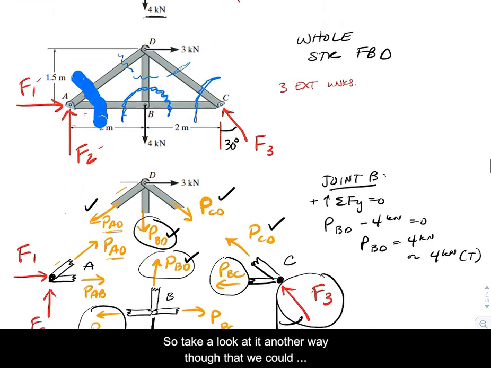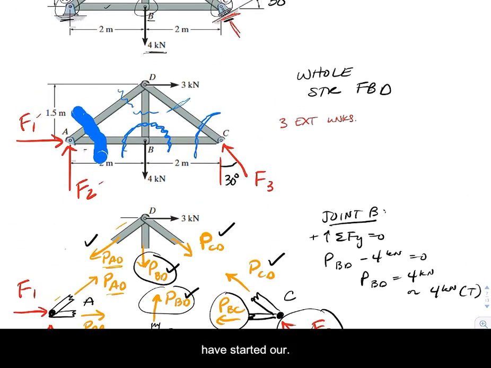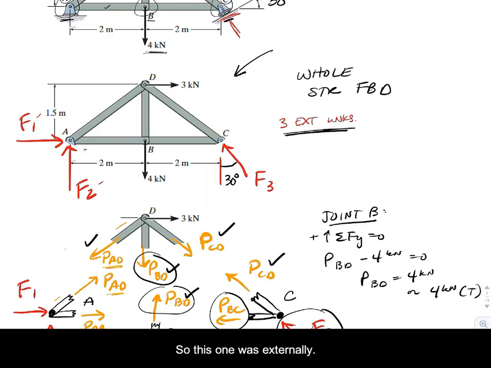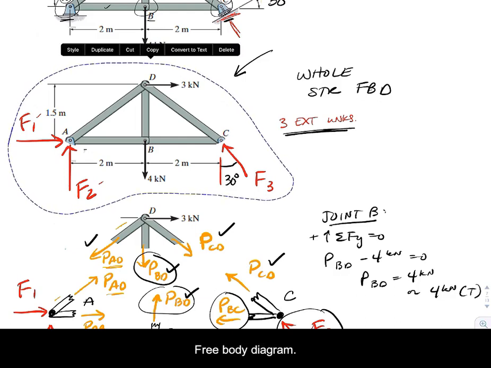So let's take a look at another way that we could have started our problem solving. Let's go back and take a look at this whole structure free body diagram. This one was externally determinate. There were 3 external unknowns. So we could have used the whole structure free body diagram, solved for F1, F2, and F3, and then done the method of joints or the method of sections, started cutting out free body diagrams. So let's just go over that real quick. I'm just going to copy this free body diagram.